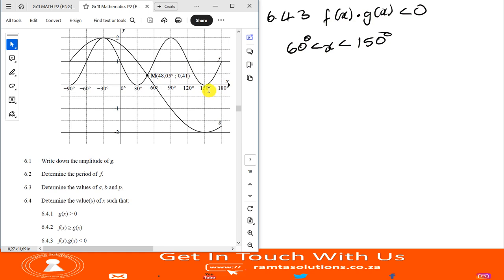If it's 150, it will be 0 times whatever value here, which is 0 times minus 2, it will be 0. And 0 is not negative, right? 0 is not negative, it's neutral. So now, again, this is when x is greater than 150 degrees, but less than 180 degrees.